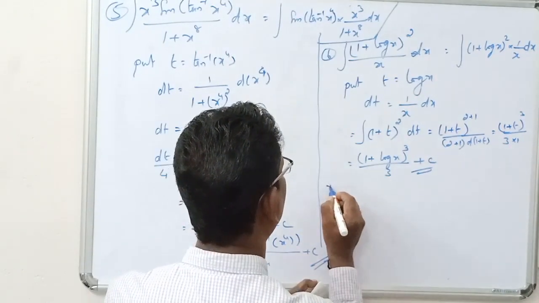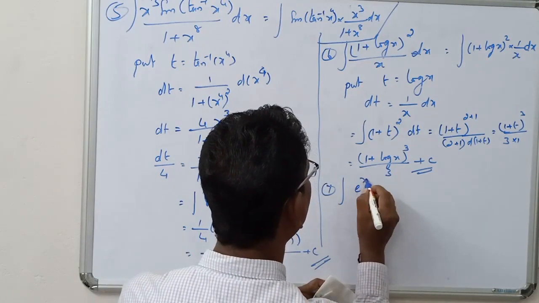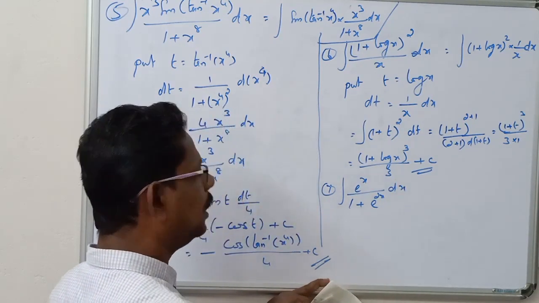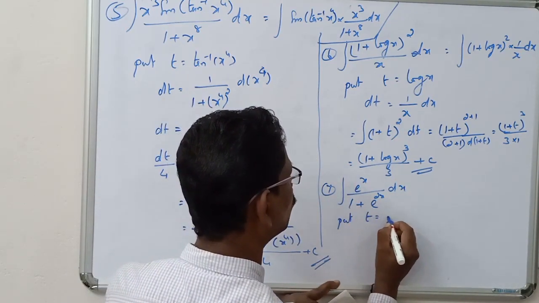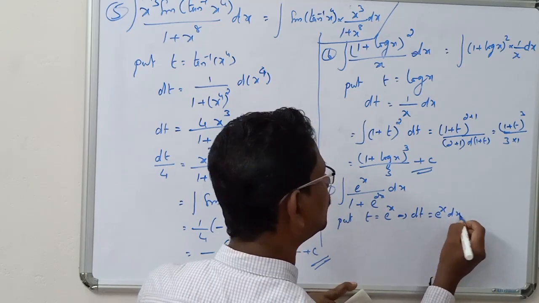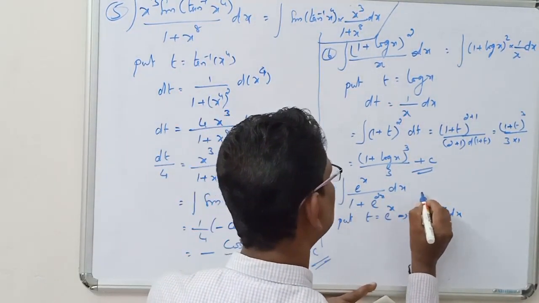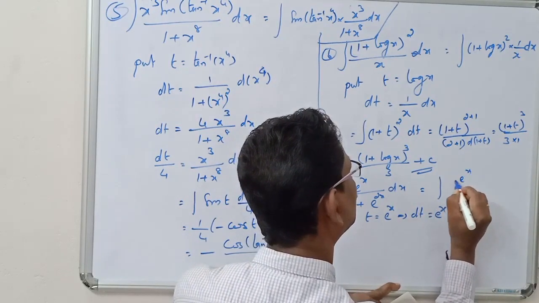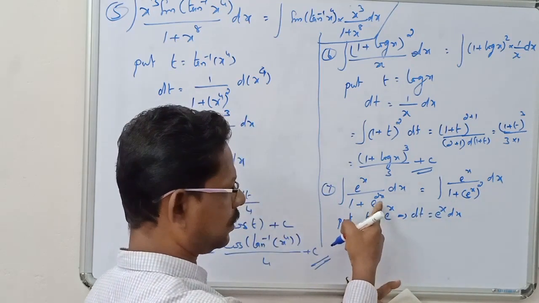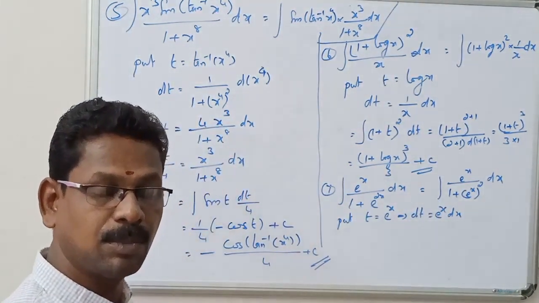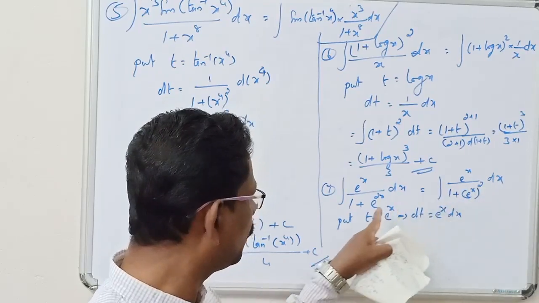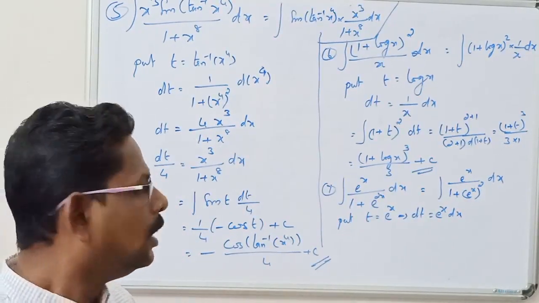One more only. The 7th sum: integral of e power x by 1 plus e power 2x dx. Now you put t is equal to e power x. This implies dt is equal to e power x dx. That's all. Now substitute here. This is equal to integral of e power x by 1 plus e power x the whole square into dx. E power 2x, you take as e power x the whole square. That is a power m the whole power n, which is a power m into n. So e power 2x. We can take like that.